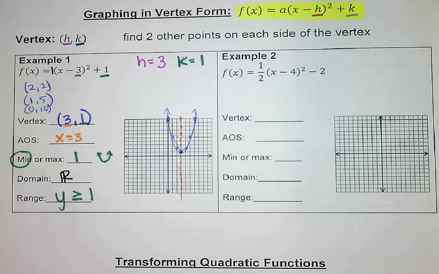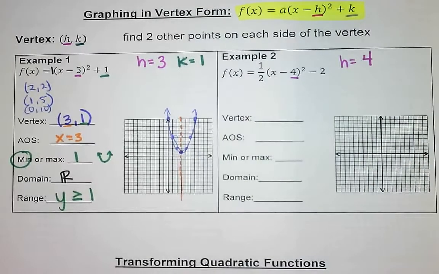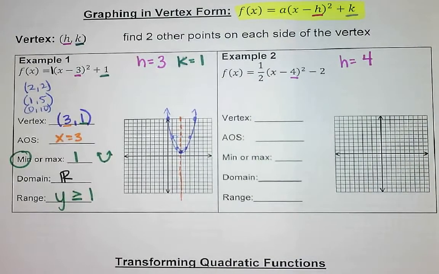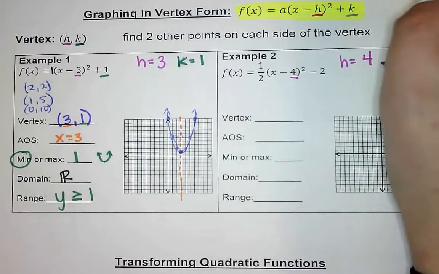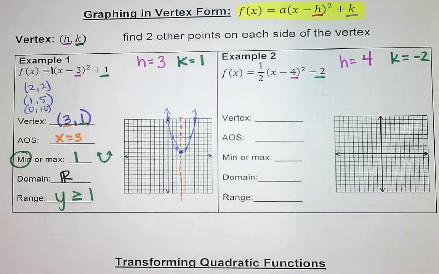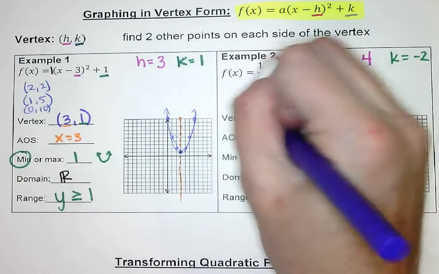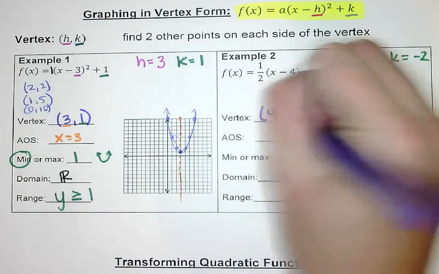What is my h, y'all? Yeah, and it's going to be a positive 4, because it was x minus 4. And then what is my k equal to? Negative 2. So now we know our vertex. Our vertex is going to be 4, negative 2. Isn't that wonderful? 4, negative 2. So we can graph that 4, negative 2.